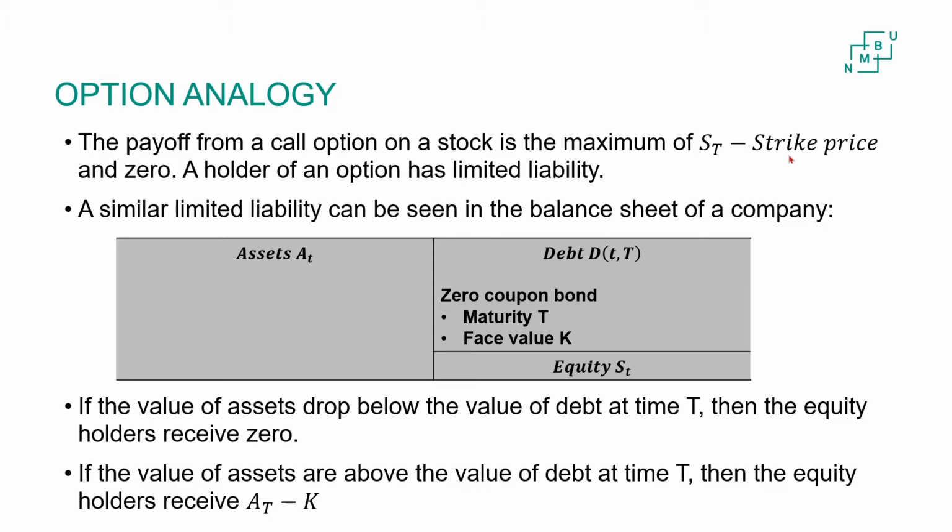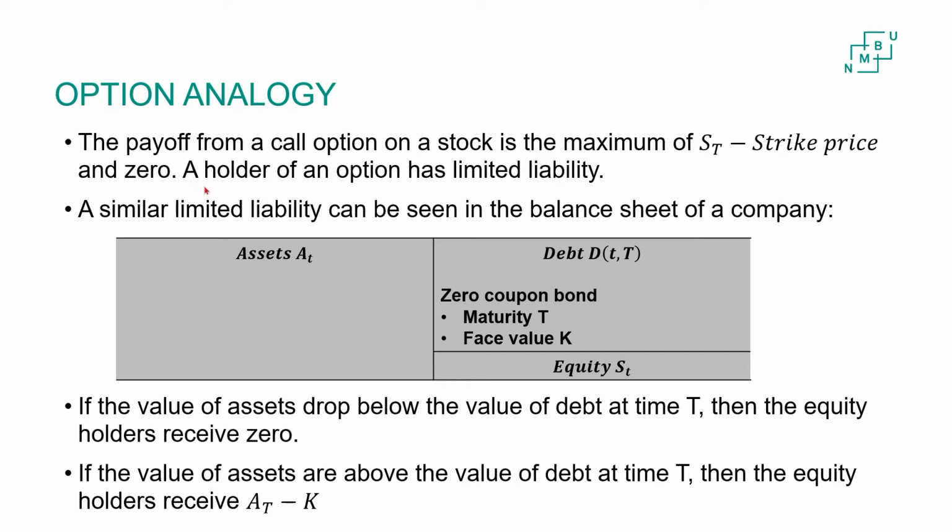That's your profit. And if the spot price is less than the strike price, then you choose not to exercise the call option. You choose to buy the stock in the market because you have limited liability. So you only have the upside, but you don't have the downside. If there is a downside, it's reduced to zero.